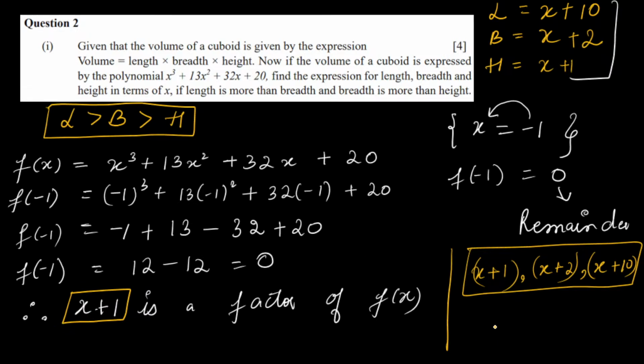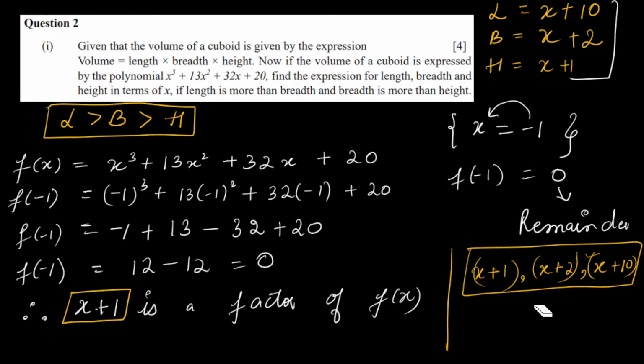So if you see the factors, x is some number which is common in all. So if you add 10 in x, that will be the greatest number. So x you can assume any value. Suppose x is equal to 2, then x plus 1 will become 3, x plus 2 will become 4 and x plus 10 will become 12. So you can see x plus 10 is the greatest, then x plus 2, then x plus 1.